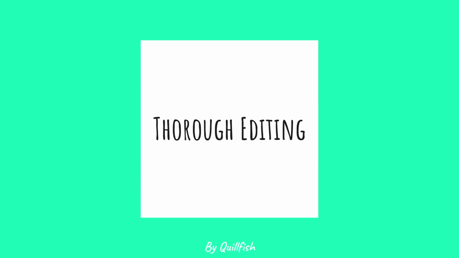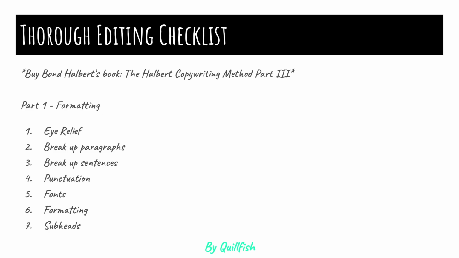This is the thorough editing part of the module. Use this when it's a very important piece of copy that you are creating to last a long time in your business or something that matters for a client of yours. The thorough editing checklist has 4 different parts.